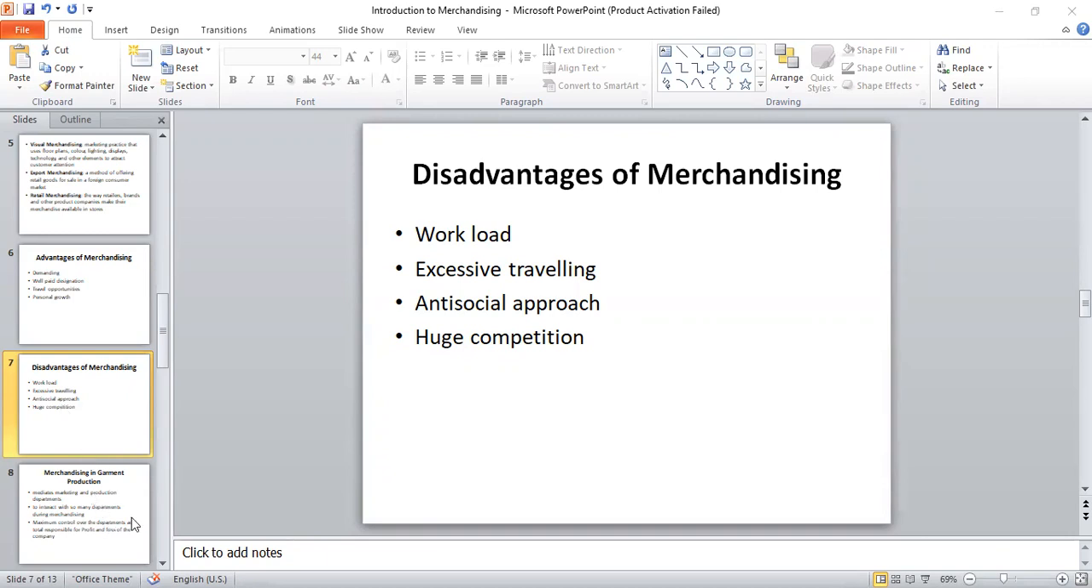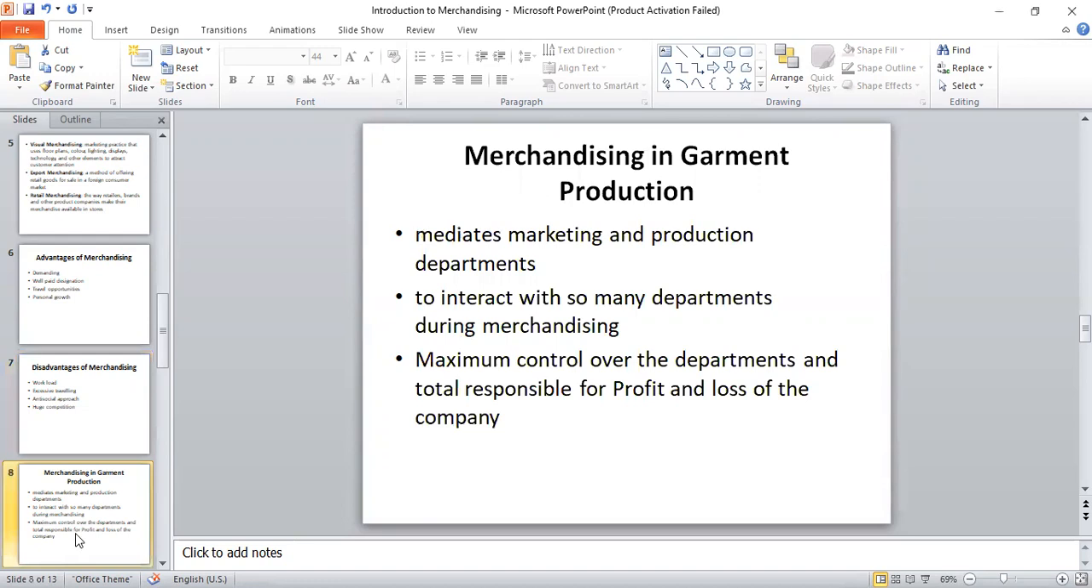The next is merchandising in garment production. We should understand the term garments merchandising at first. Garments mean apparel or clothing which we need to wear every day, everybody, every time, not only in our country, all over the world also. Merchandising means buying, producing, and selling of any goods or products and services in the local or international market.